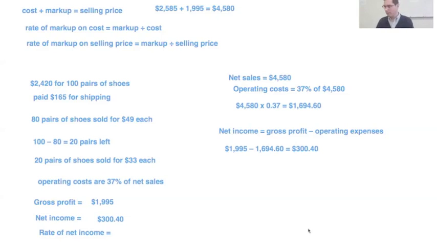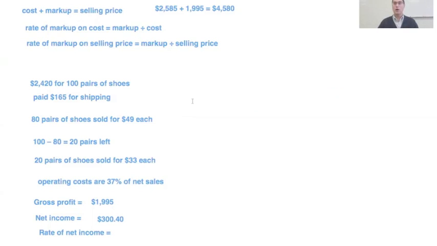But anyways, one more step. We have to calculate the rate of net income. So let's erase this stuff here, get this out of the way. Okay, now let's calculate the rate of net income. Let's make this nice and wide here. There we go. Rate of net income is going to equal the net income divided by the net sales.